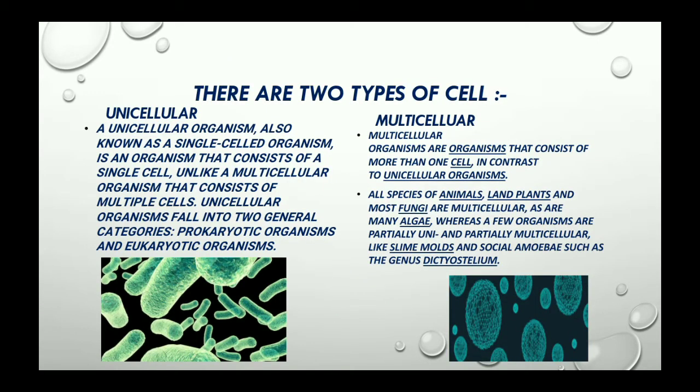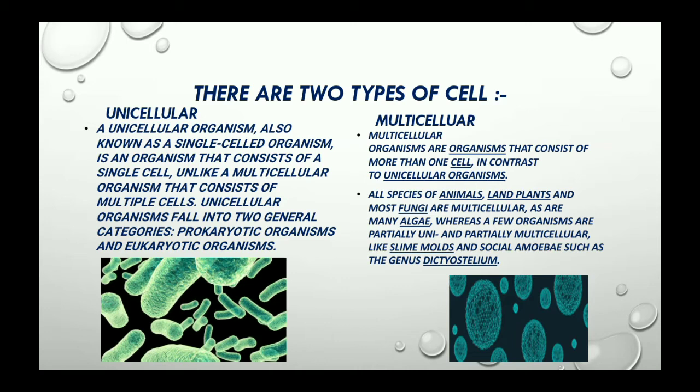So, what are organisms made up of cells? We are going to study this. There are two types of organisms which are made of cells: unicellular organisms and multicellular organisms. First, we are going to study unicellular. Uni means one and cellular means cell. A unicellular organism, also known as a single-cell organism, is an organism that consists of a single cell, unlike a multicellular organism that consists of multiple cells. Unicellular organisms fall into two general categories, which are prokaryotic organisms and eukaryotic organisms.